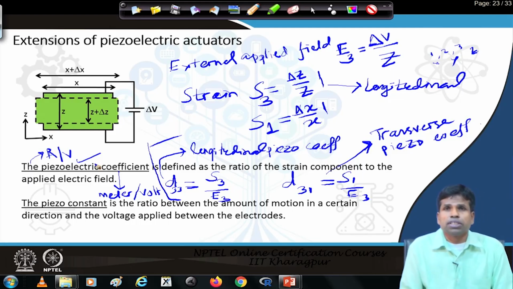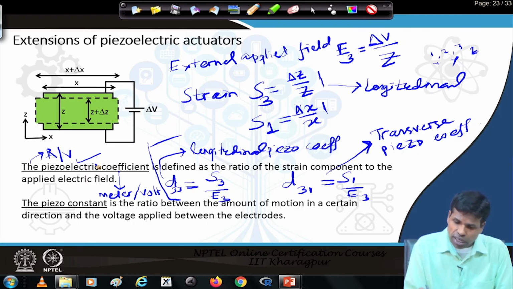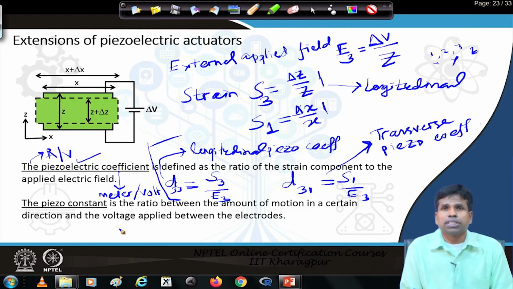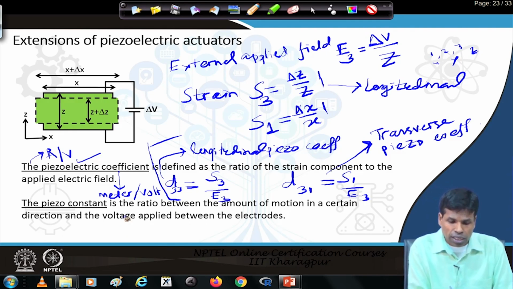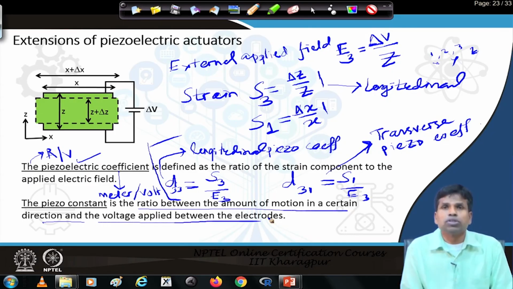While the piezoelectric coefficient is a material constant that depends on the electric field and the strain, there is another term called the piezo constant. The piezo constant is assigned to a specific actuator material, where the piezo constant depends on the dimension of the piezo element, the electric field applied along a specified direction and the strain developed in a specified direction. The piezo constant is the ratio between the amount of motion in a certain direction and the voltage applied between that electrode.